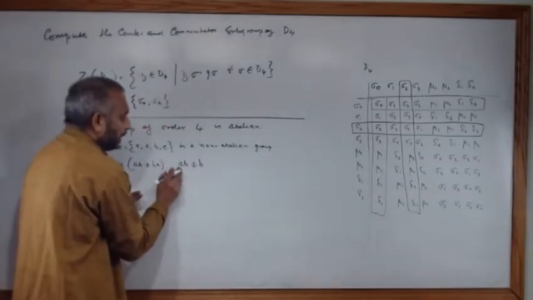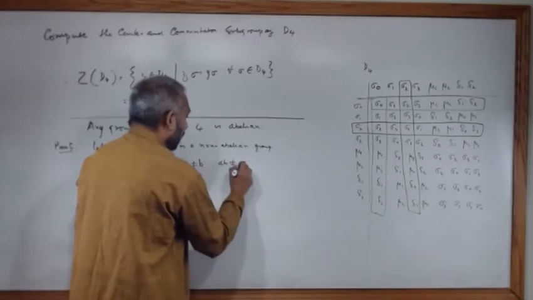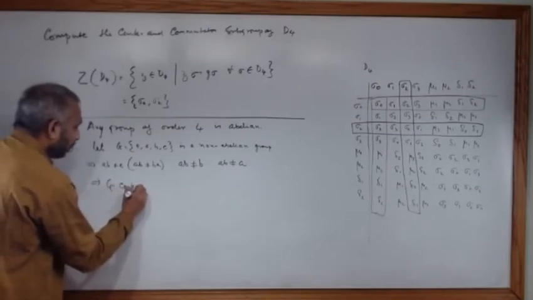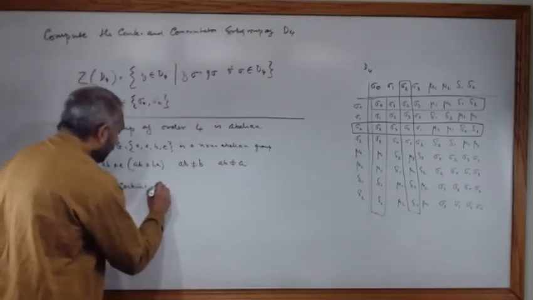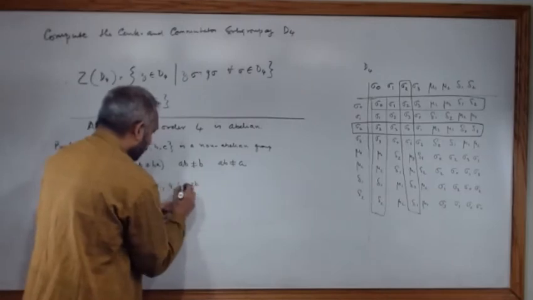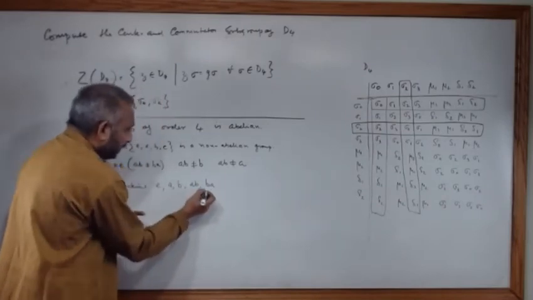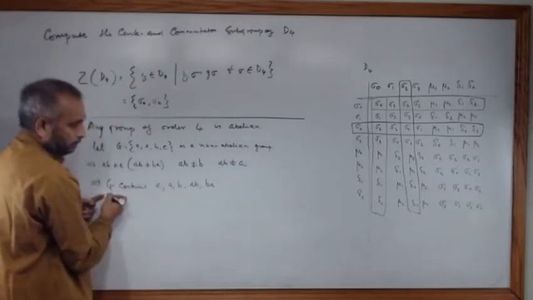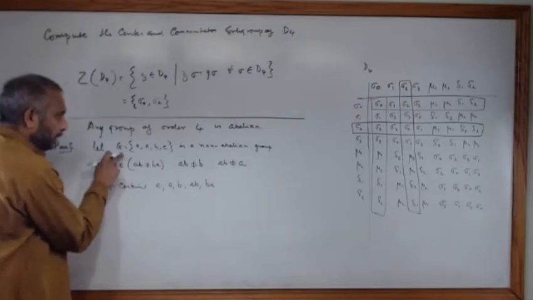Because if AB is equal to B, then A is equal to E. But A and E are different. And AB is not equal to A also. So this implies G contains E, A, B. Then you have AB, because AB is not any of these. Then you have BA, because this cannot be AB, because if it is AB, then it will become ABA. So you have at least 5 elements here.